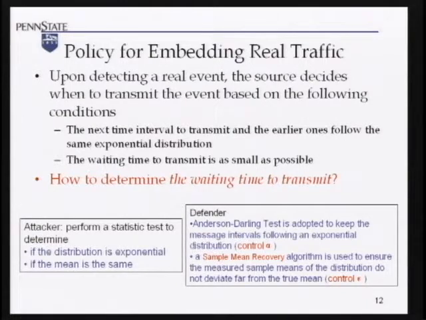So once you send this real event, later on, the next time you will generate maybe a dummy traffic, so then you have to increase that interval. So in this case, the overall mean will still be back to the original one. So we have to use this kind of sample mean recovery algorithm. So basically, in this case, we have a total of 4 algorithms to control these numbers.